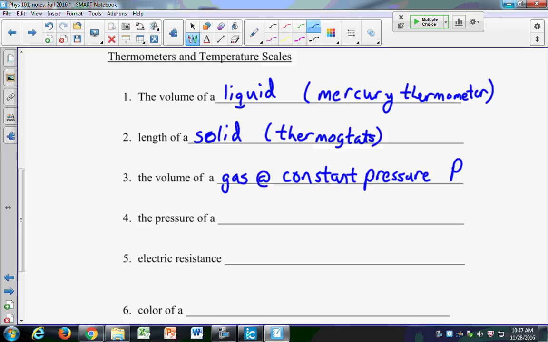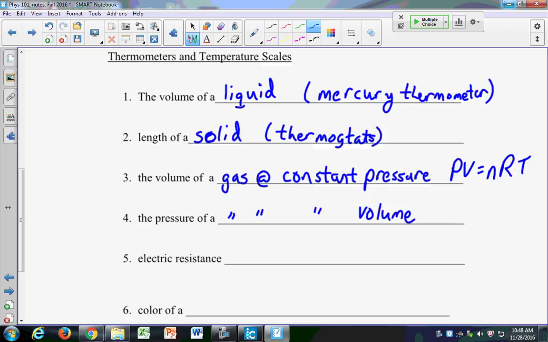And this is based on the ideal gas law. The ideal gas law is PV equals nRT. So if I have constant pressure, that means P, n, and R are constant. So if temperature goes up, that means the volume goes up. And in a similar way, we can have the pressure of a gas at constant volume. So these two methods to measure temperature are very similar, just based on the ideal gas law.